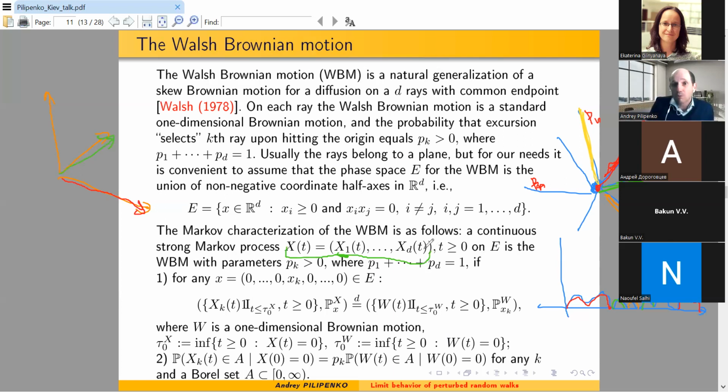Or sometimes I will do the following picture: green line, red line, orange line. Okay, you start at zero, and the process behaves like Brownian motion here. So it moves, then it selects maybe this line, then jumps here, and so on and so forth.